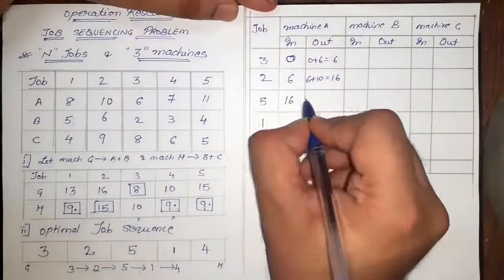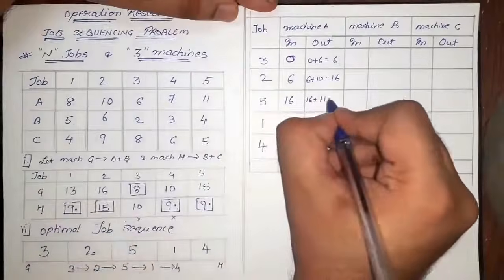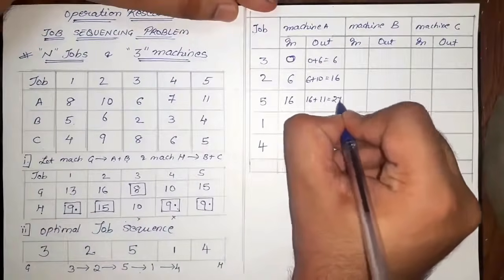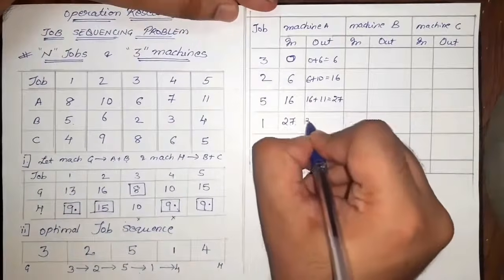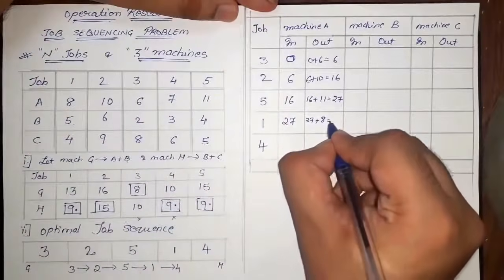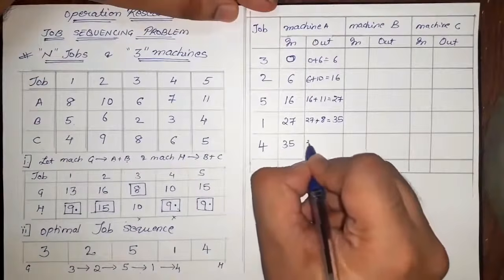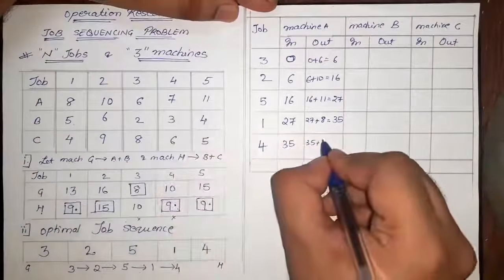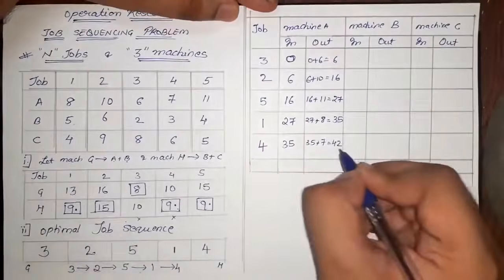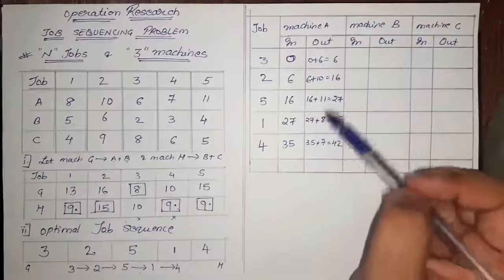16 comes down. Next, 16 plus job number 5 is 11 hours. So that becomes 27. 27 comes down. Next, job number 1 is 8 hours. So 27 plus 8 is 35. And lastly, 35 plus 7, which is 42. Okay. With this, we have completed the working for machine A.